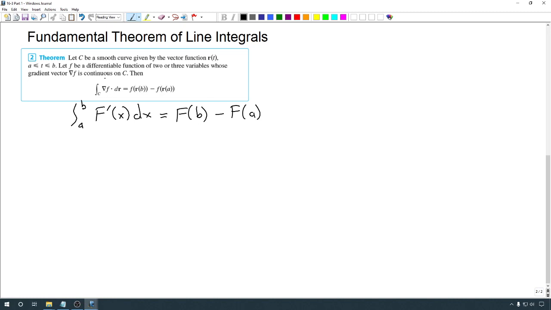So this is, like I said, very similar to our fundamental theorem of calculus, where if we took the integral of a derivative of a function of x, then we can just take the function whose derivative is the integrand, evaluate it at the endpoints, and subtract. It's just that in our fundamental theorem of line integrals, the derivative is the gradient, and instead of just a normal integral, we have a line integral. But otherwise, it's exactly the same kind of thing.